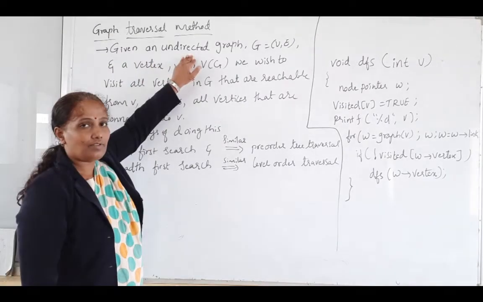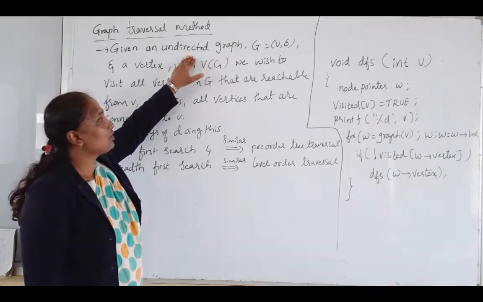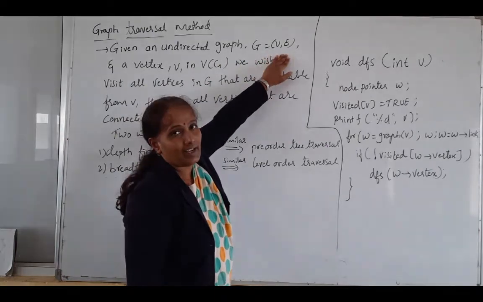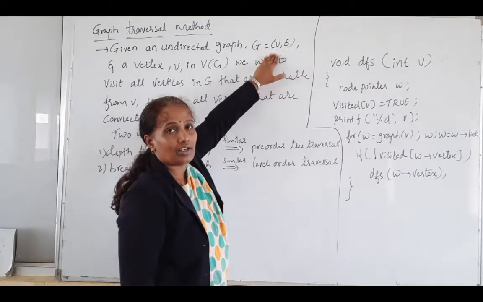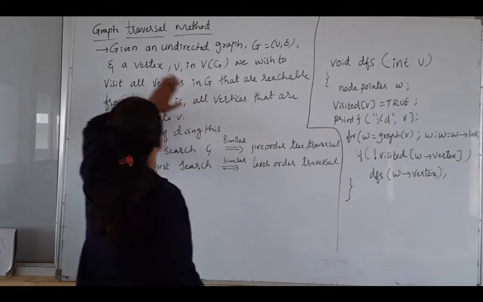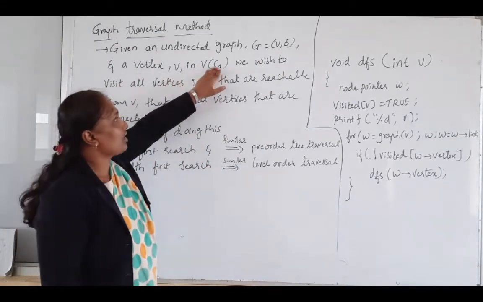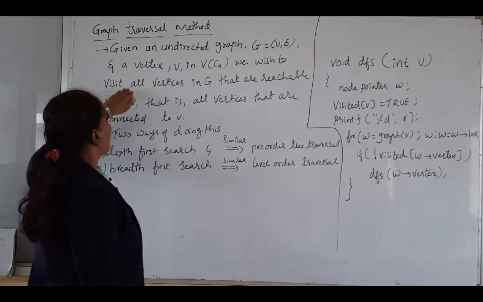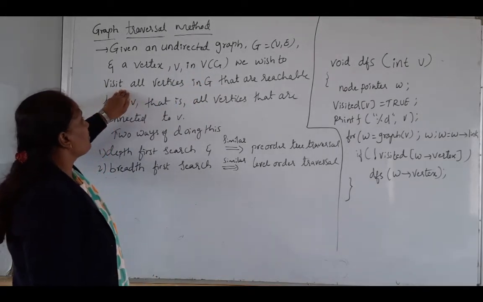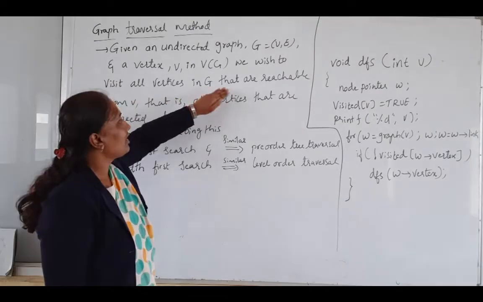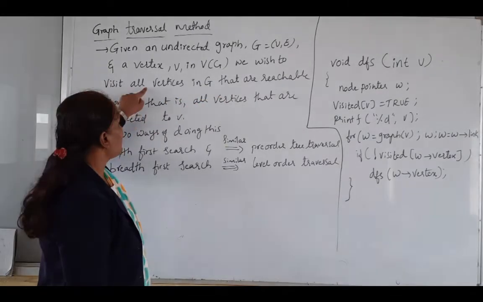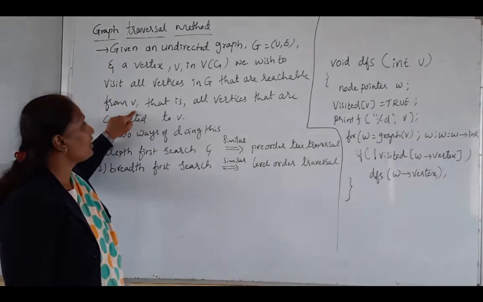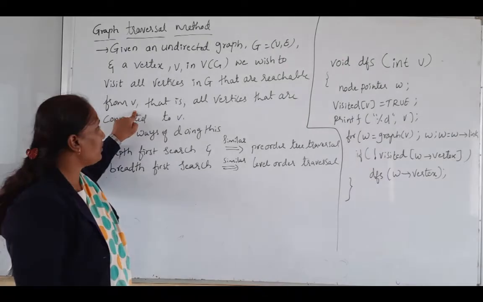Given an undirected graph, you are going to traverse the undirected graph, which is made up of vertices and edges. Graph means it contains the vertices and the edges. You are going to select one vertex V from the graph, and using that vertex we wish to visit all the vertices in the G that are reachable from V. So using one vertex I wish to visit all the vertices of the graph which are reachable from this V.